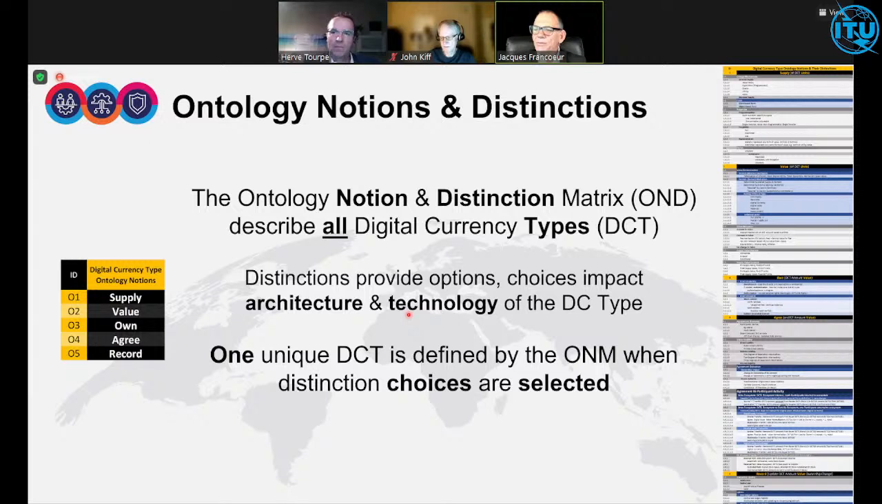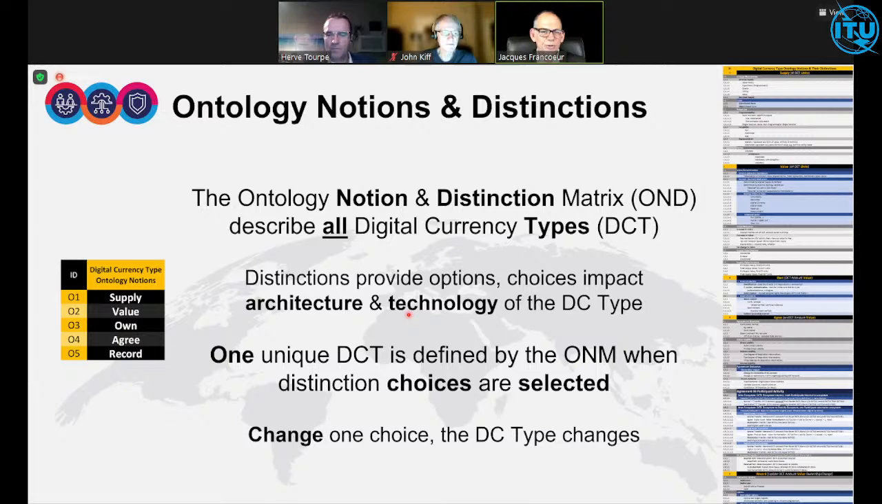The key thing to remember is, even though we have this matrix that describes all digital currency types, if you answer all the notions of the distinctions, if you make decisions about what kind of digital currency system you want, one unique DC type will be defined by answering all the values of the distinctions. Then if you change one distinction value, you will have a corresponding architectural technological difference, and by doing that one change, you are in essence changing the digital currency type. That means every distinction in the matrix has to be material, right? A change in value of that distinction leads to a different currency type. So it can't be an immaterial characteristic. It's got to be an architectural impact.